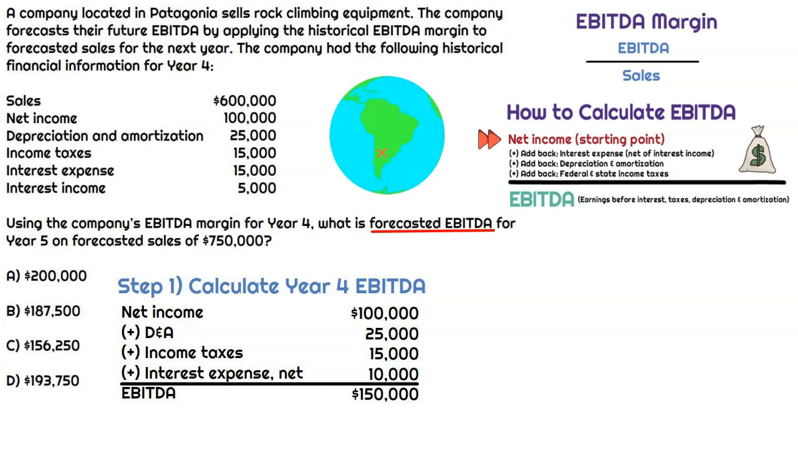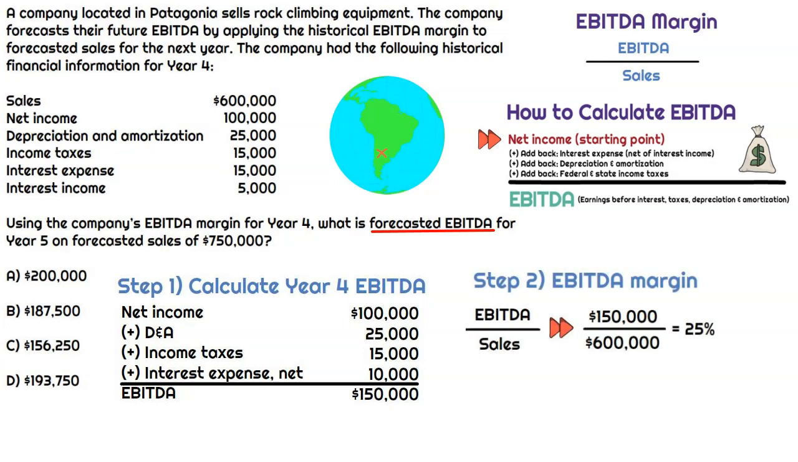So now we need to calculate the historical EBITDA margin for year 4. EBITDA is $150,000, divide that into year 4 sales of $600,000. That tells us the EBITDA margin is 25%.